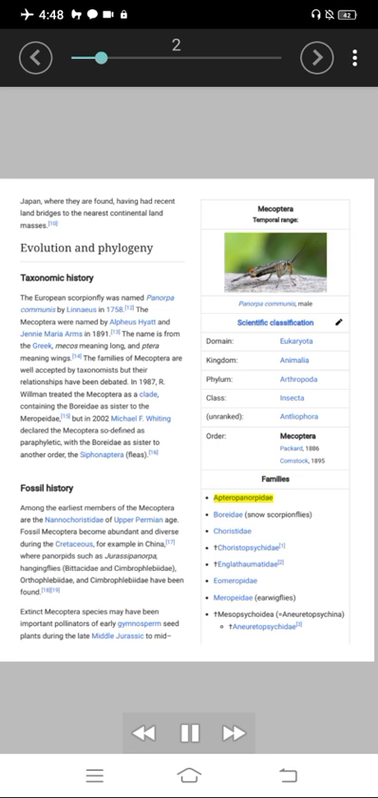Boridae, snow scorpionflies, Choristidae. Choristopsychidae. Englathaumatidae. Eomeropodidae. Meropeidae, earwig flies. Mesopsychoidea equals Anertopsychina. Evolution and phylogeny.